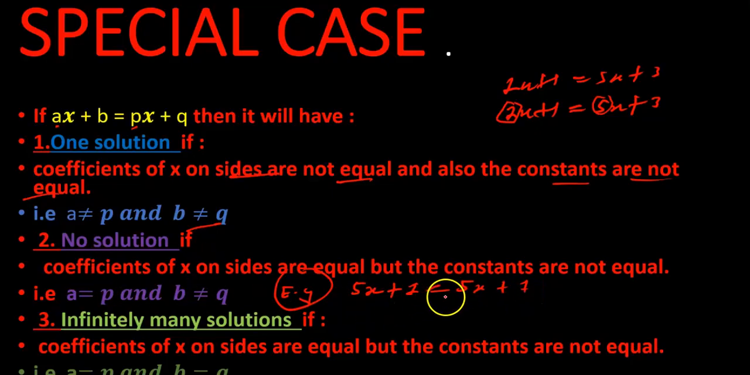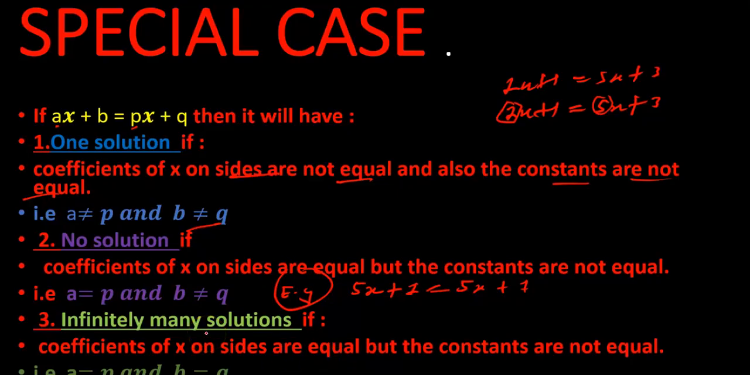So anytime you're trying to solve a linear equation and you compress it to this form, ax plus b equals px plus q, and discover that the coefficient of x on the left hand side is the same as the coefficient of x on the right hand side, but the constants on the left and right are different, that is no solution. But if the coefficients of x on the left and right are not the same and the constants are also not the same, that is one solution.